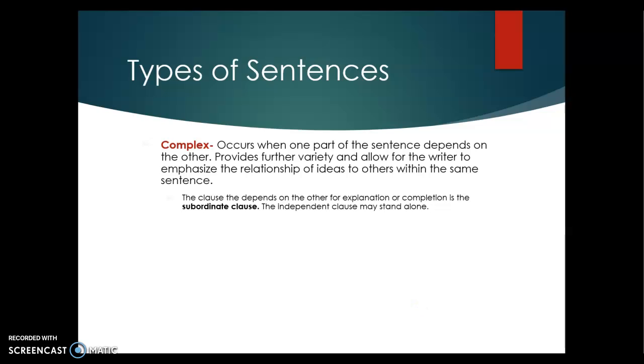The clause that depends on the other for explanation or completion is the subordinate clause. The independent clause or dependent clause is the same as what we've already talked about.